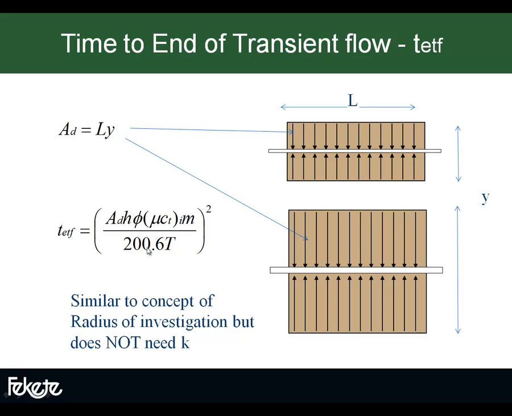Wattenberger has come up with a formula that can tell us the time to end of transient flow. And this concept is very similar to the radius of investigation concept. But in fact, it doesn't require permeability because remember, there's a consistency between permeability and the total fracture area. So in fact, all we need to know is really the slope of that line on the square root of time plot, which is that m value. And once we know that, and if we can provide a drainage area, then we can determine the time to end of transient flow. So this number is going to become very important to our production forecast.